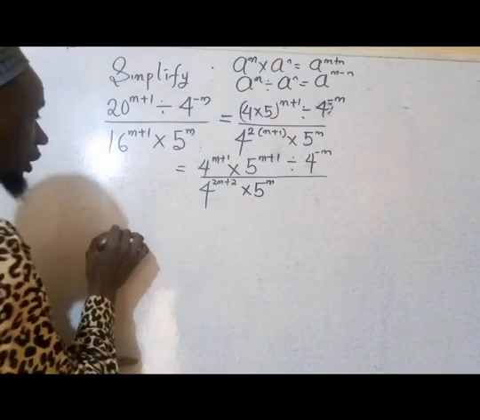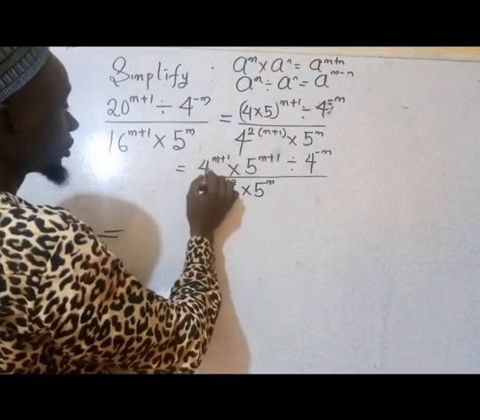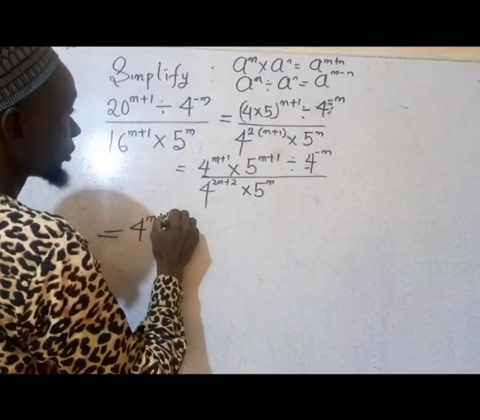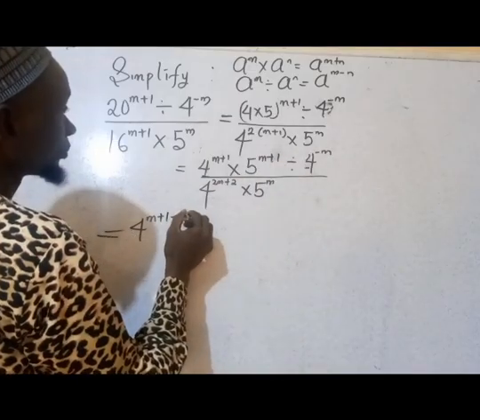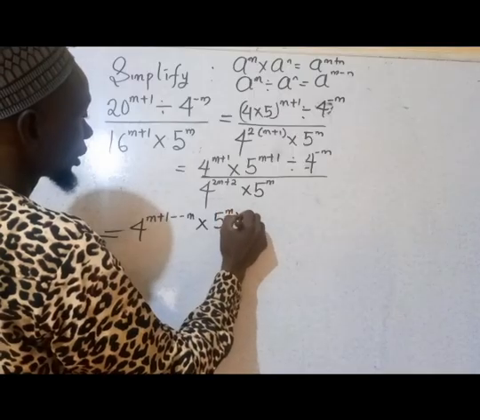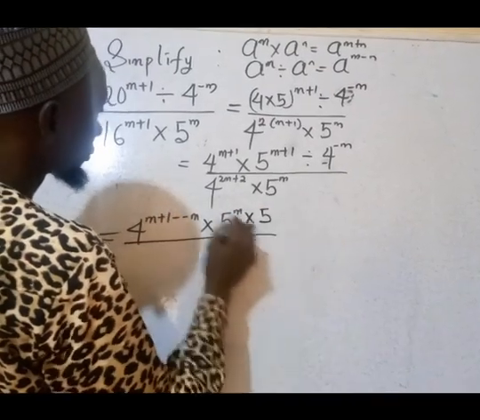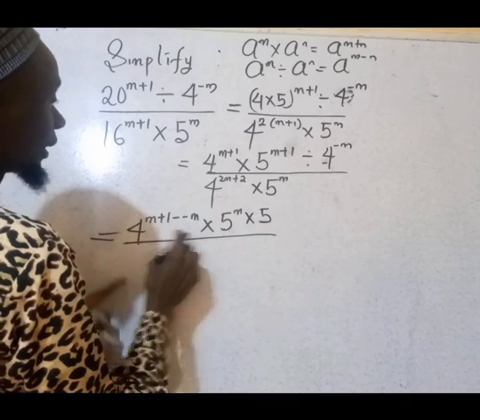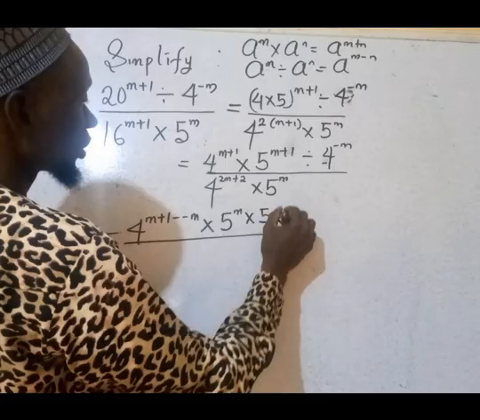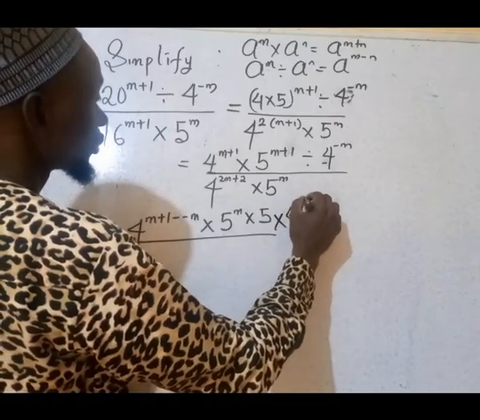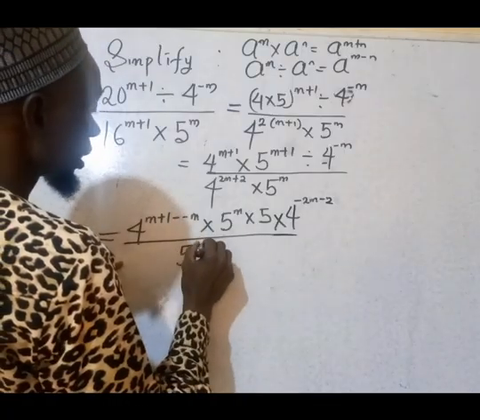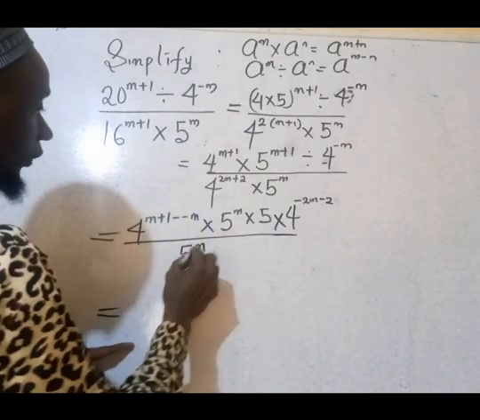Now look at this one. According to this law, 4 they are the same thing, I can bring it together here. 4 raised power m minus minus m times 5 raised power m times 5 raised power 1 over the same thing. I can take this one up, because this one is division. So this can also give me 4 raised power minus 2m minus 2, over 5 raised power m. Now this one cancels this one.